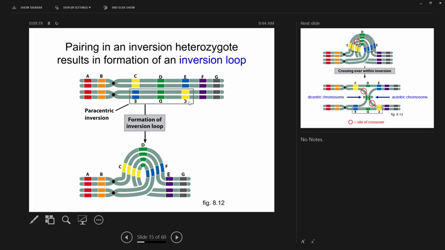We talked about having duplications or deletions. You get a bulge forming when pairing happens. That's because some of the sequence isn't even there. The inverted chromosome has the C, D, and E sequence like here, but it's in the opposite orientation, so it just flips around like this.